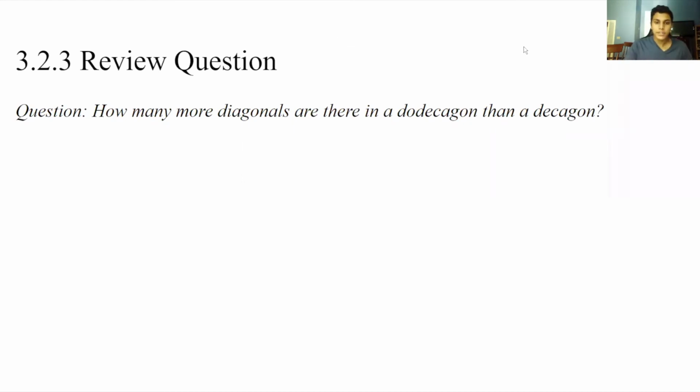So the correct answer to this question was 19. So the question says, how many more diagonals are there in a dodecagon than a decagon? All right, so our diagonal formula is 1/2 times n times n minus 3. And it says, how many more diagonals are there in a dodecagon than decagon? So it's saying how many more diagonals are there in one shape than another. So therefore, I'm going to have to use this formula twice for 2 different shapes and then subtract the amount of diagonals there are in either shape.